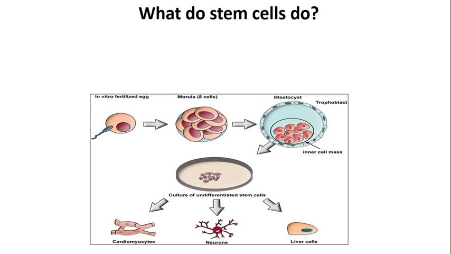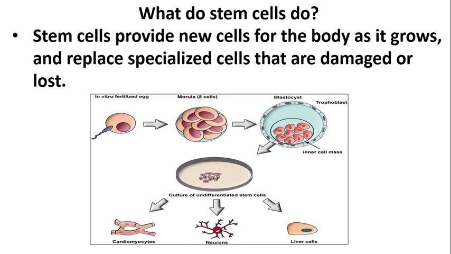And what do these stem cells do? These stem cells provide new cells for the body as it grows and replace specialized cells that are damaged or lost. See, sometimes our body gets some damage or injury, or some cells may get lost due to some problems. So, in that case, these stem cells provide new cells for the body in that particular damaged place, damaged tissue, or lost tissue. So that is what these stem cells do.